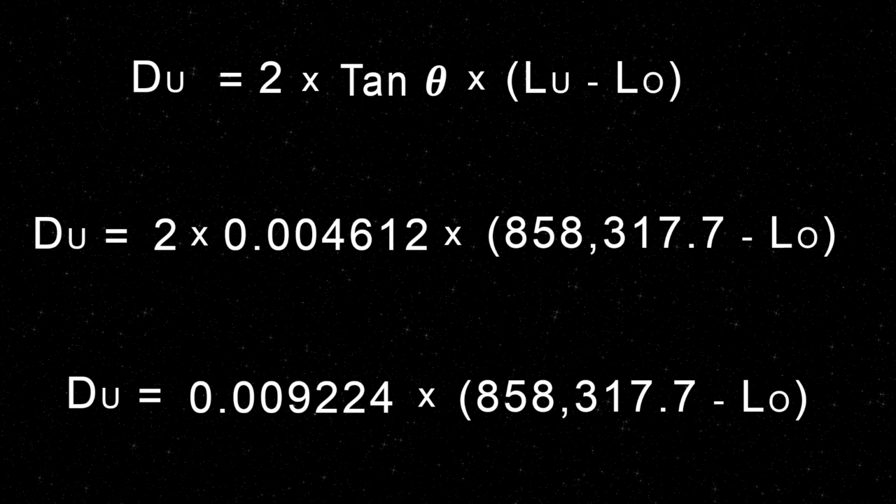Twice the tangent of theta is 0.009224, and that is multiplied by the difference of 858,317.7 and L sub o, the distance from the Earth's center of the object in question. You can get a quick estimate of the value by subtracting the distance to the object from 860,000 and then dividing the result by 100. It will give you a ballpark value for the diameter of the umbra at that point.